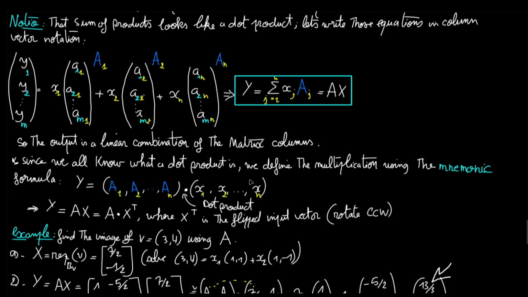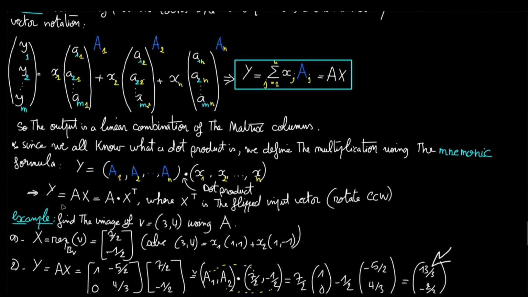So this vector right here is exactly our input vector, but it is just flipped. So y is equal to Ax is equal to A dot x transpose, where dot is the familiar dot product that we all know and love in, for example, physics. X transpose, transposition, is an operation where your columns become your rows and your rows become your columns. It is the flipped input vector. You rotate it just counterclockwise.